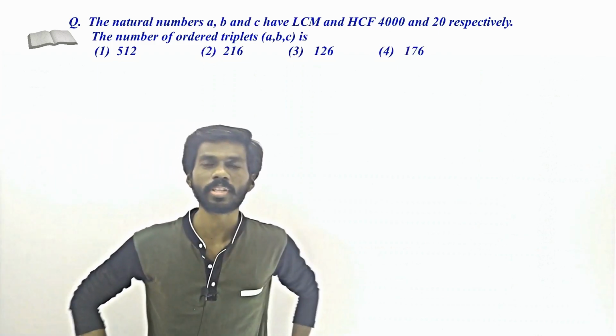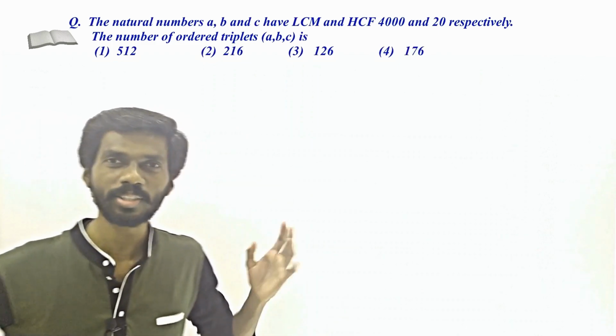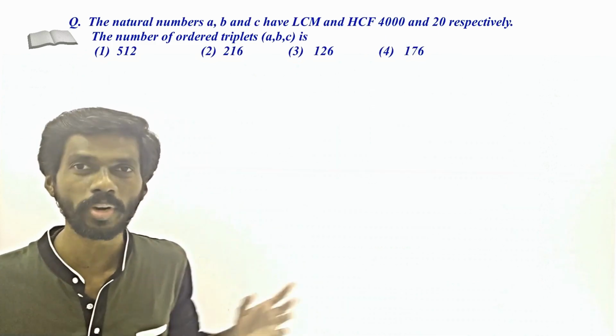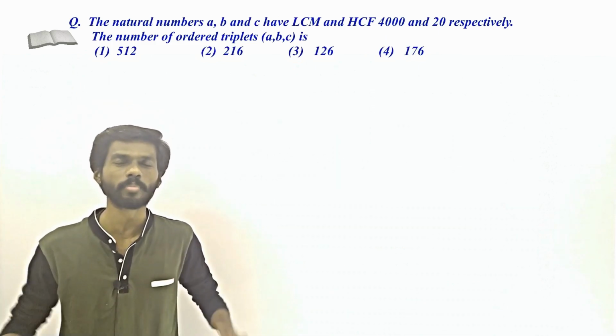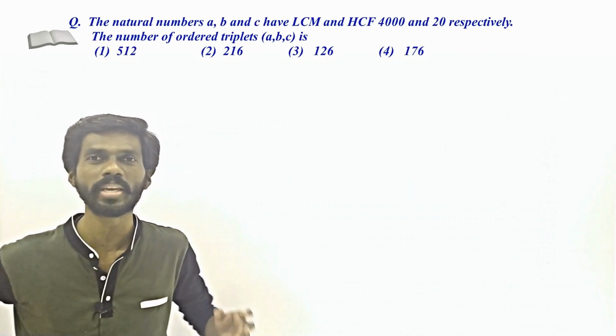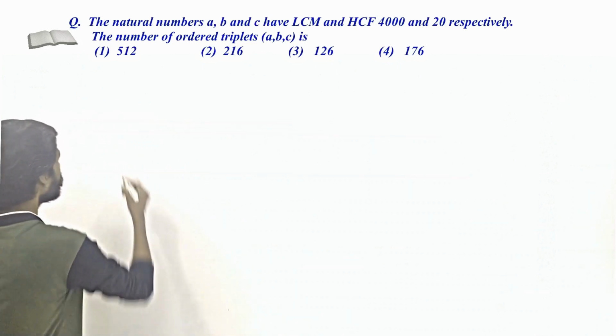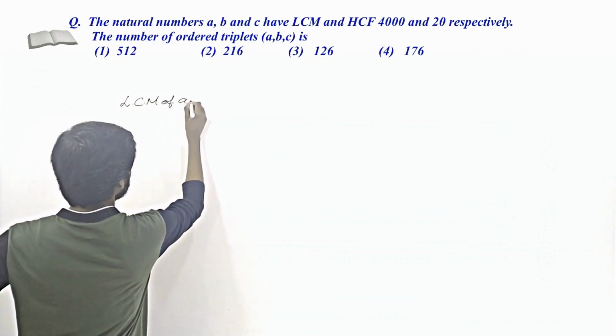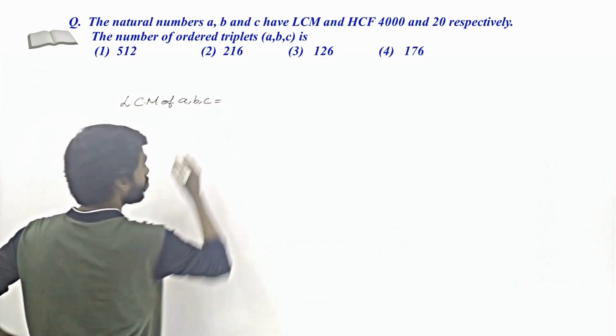So here 3 numbers are given, A, B and C, whose LCM, the least common multiple, is given to be 4000, and also the highest common factor is given to be 20. Using that, we need to find the total number of possible combinations of values of A, B and C. Alright, so what is given here is the LCM of these numbers A, B and C. So that is given to be 4000.